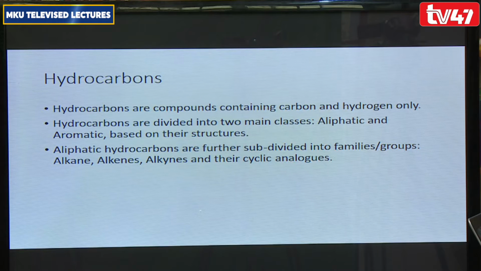Now, in this lesson, we are going to look at specific groups of organic compounds, and we'll start by looking at alkanes. Before we look at alkanes, we have to define the group in which they belong, and that is the group of compounds referred to as hydrocarbons.